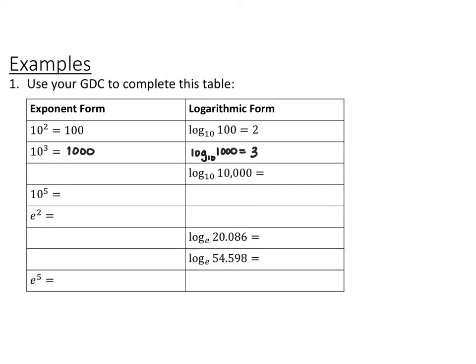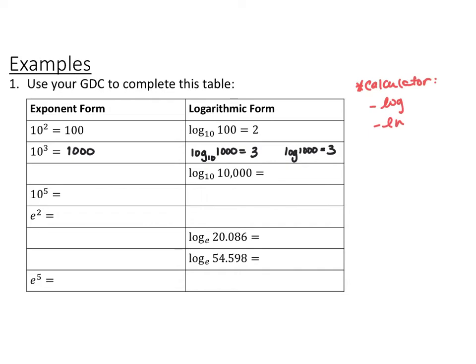So I end up with log base 10 of 1,000 is equal to 3, which a lot of times you will see this with the base dropped since it's base 10, and it'll just be written as log of 1,000 is equal to 3. So this is saying 10 to what power is equal to 1,000? Well, it's the third power.